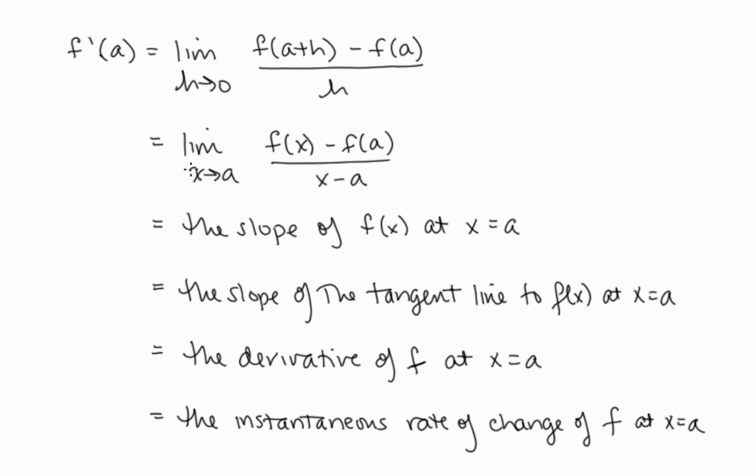We could also take that limit as x goes to a of f of x minus f of a over x minus a. We know that this offers the slope of f at x equals a, which is the same as the slope of the tangent line to f at x equals a. This is called the derivative of f at x equals a, and also can be thought of as the instantaneous rate of change of f at x equals a.